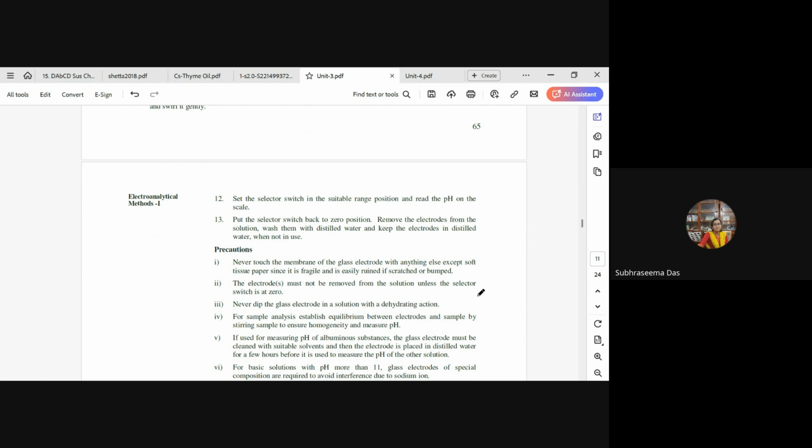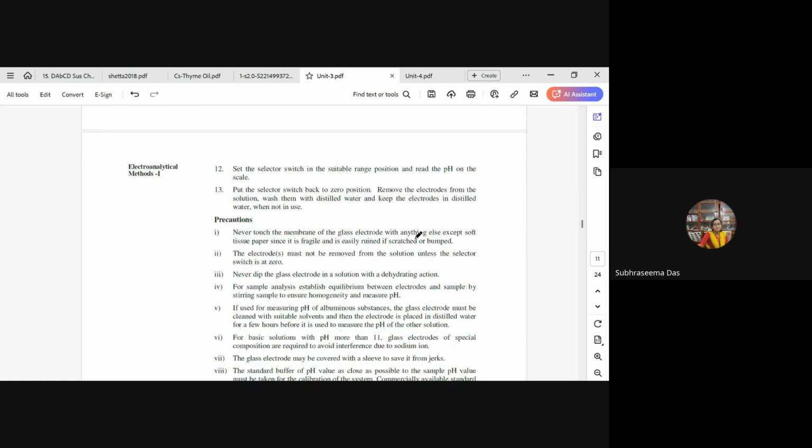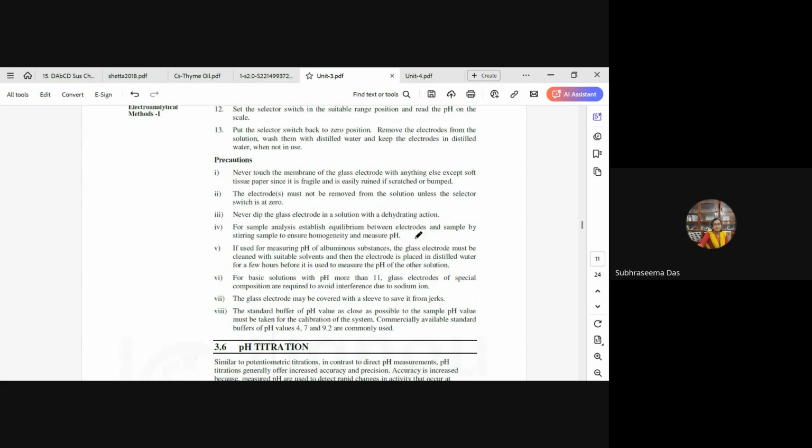with a tissue paper. Now there are certain precautions that we need to follow while measuring the pH. First, we will never touch the membrane of the glass electrode except with tissue paper because it is very fragile in nature. The electrodes must not be removed from the solution unless the selector switch is at zero. We will never dip the glass electrode in a dehydrating solution. For sample analysis, there has to be equilibrium between the electrodes and the sample by stirring. First, we will stir it and then we will allow for equilibrium.